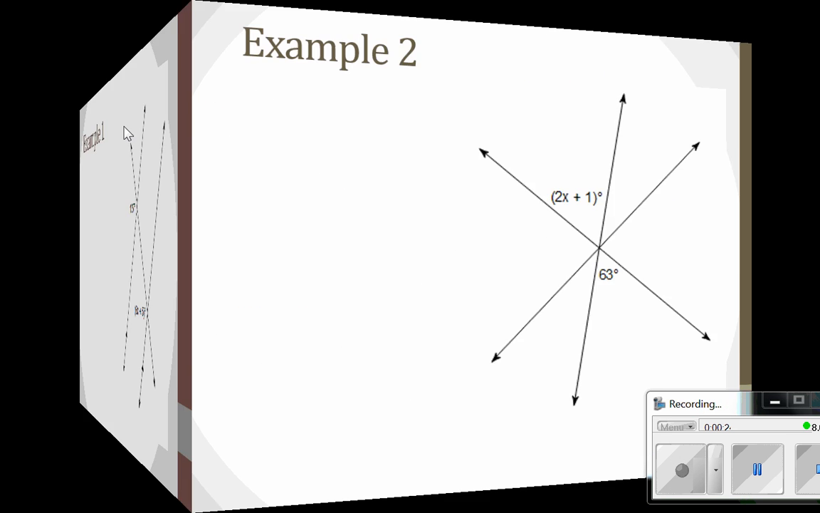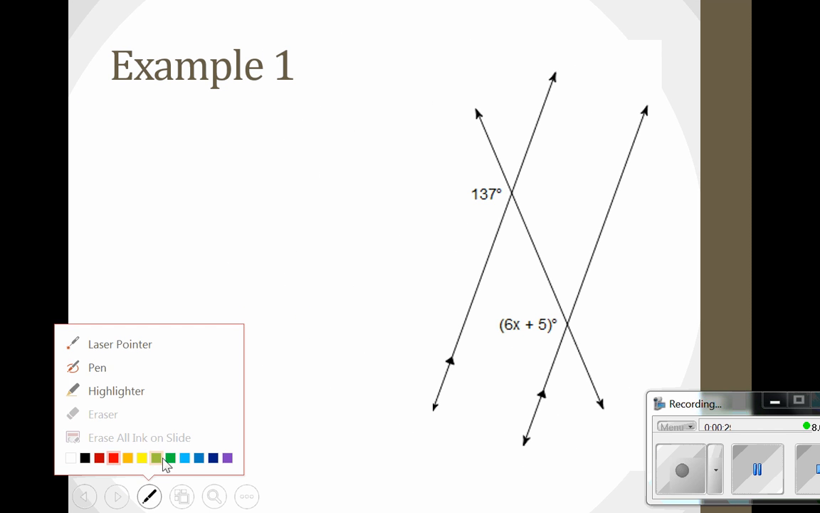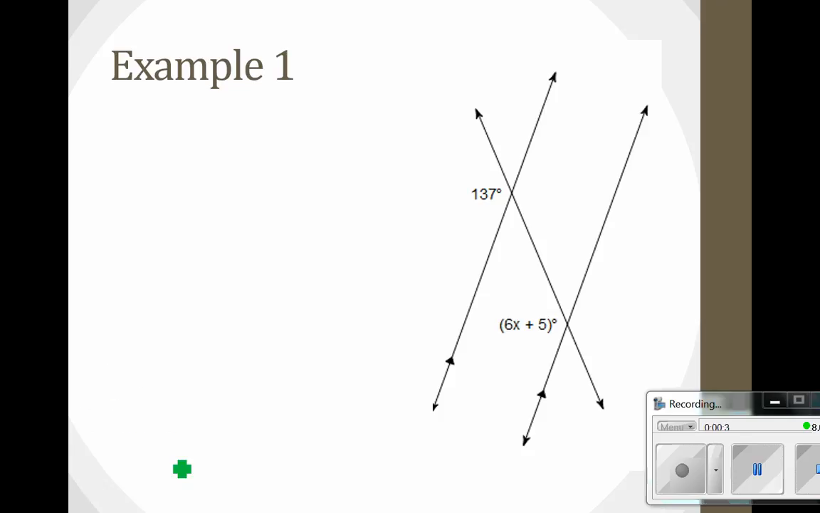So we're going to write, I'm going to go back. We're going to write corresponding. Because that is their relationship. And then if you look at your notes, look at the big box that you wrote to tell if they are congruent or supplementary, and you should have written congruent. So we're going to write congruent. And if they're congruent, that means they equal each other.